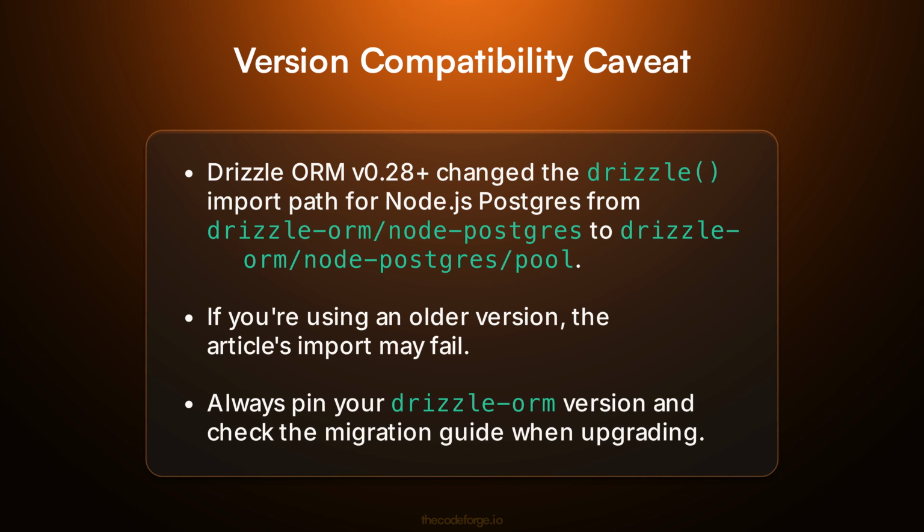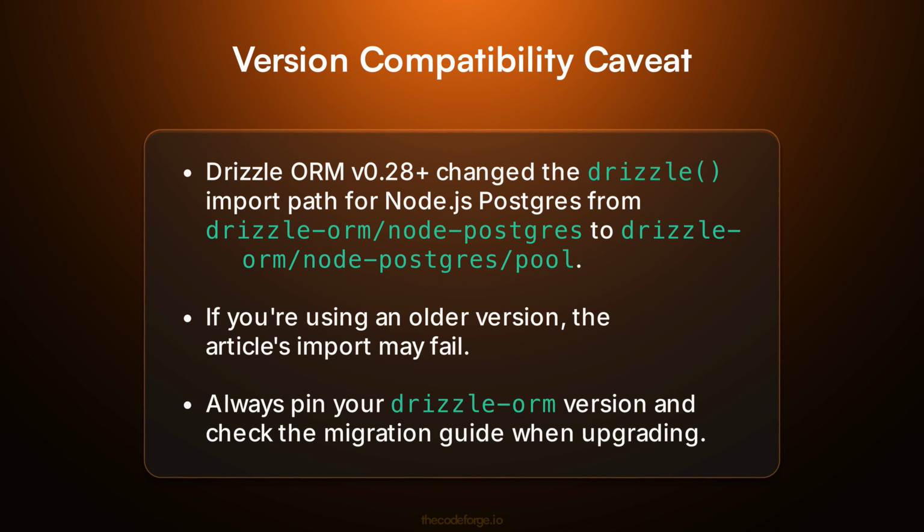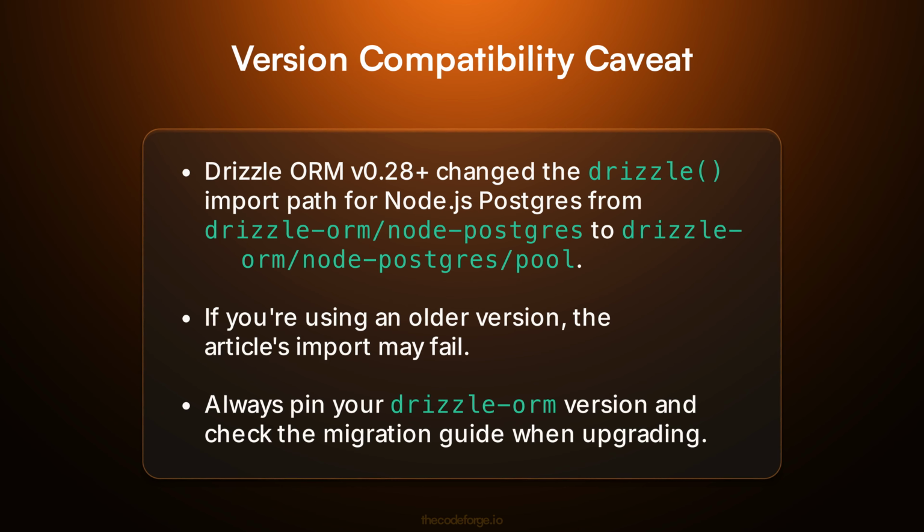Drizzle ORM v0.28 plus changed the Drizzle import path for Node.js Postgres from drizzle-orm/node-postgres to drizzle-orm/node-postgres/pool. If you're using an older version, the article's import may fail. Always pin your Drizzle ORM version and check the migration guide when upgrading.